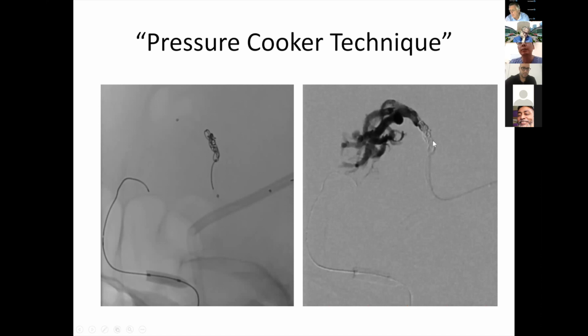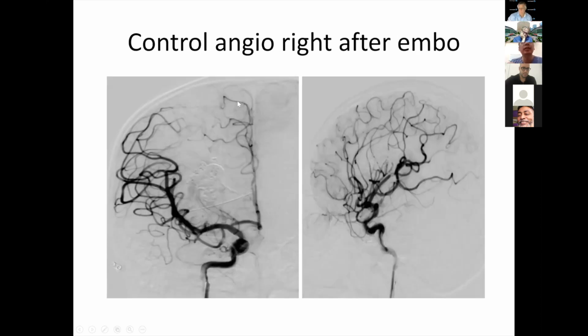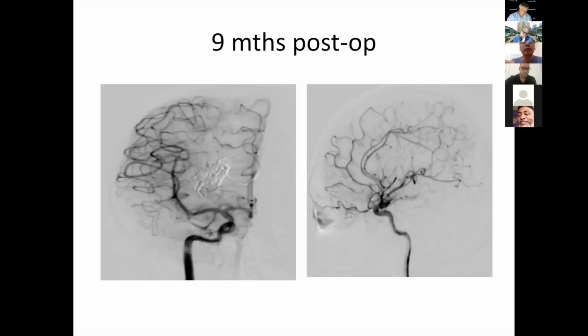Meanwhile, I perform the Onyx injection from the draining vein. So this control angiogram right after embolization shows occlusion 100% like you saw. This is a follow-up several months later, which reveals the permanent occlusion of the whole nidus.